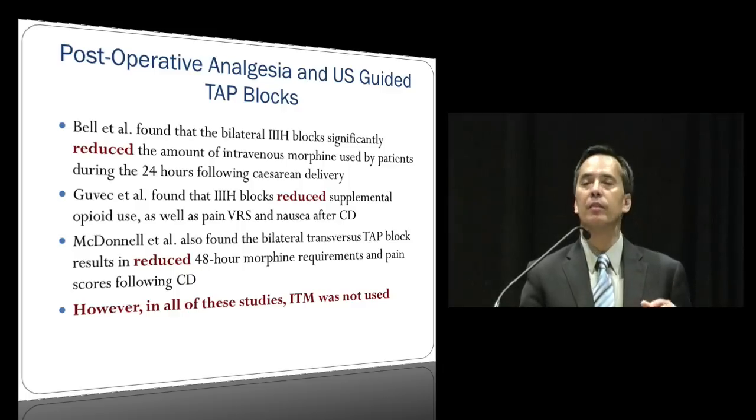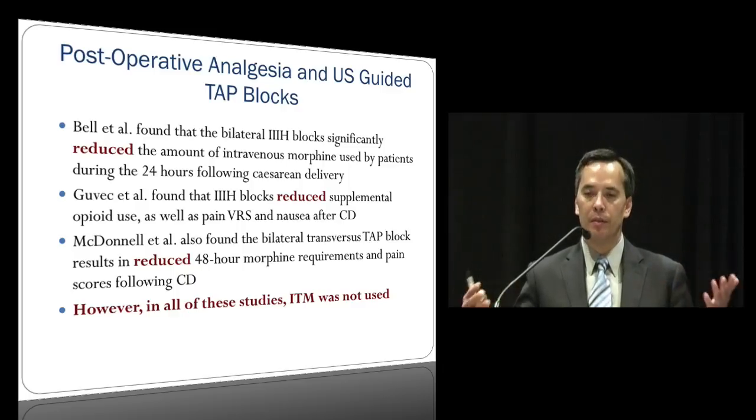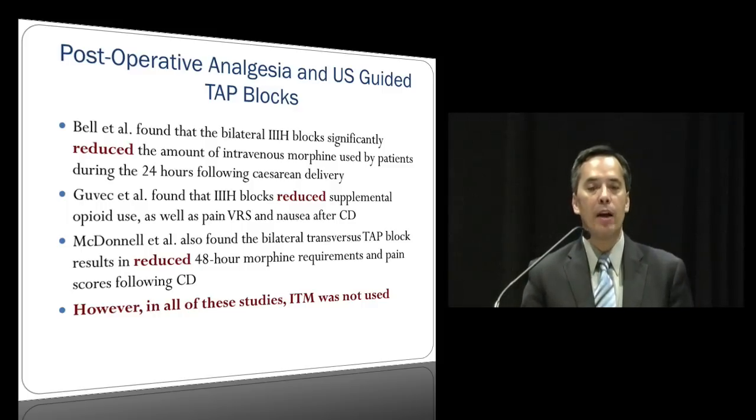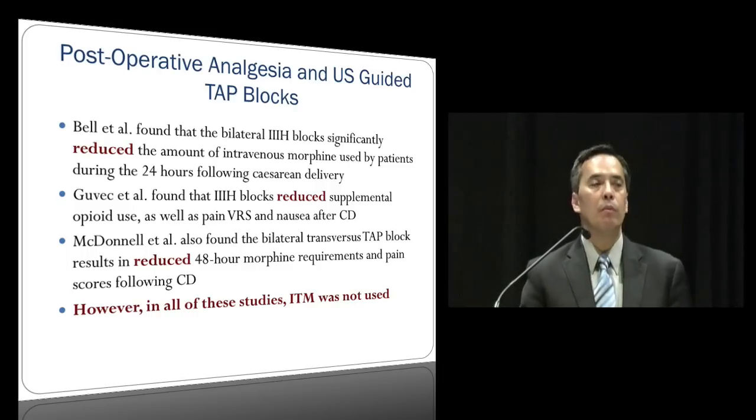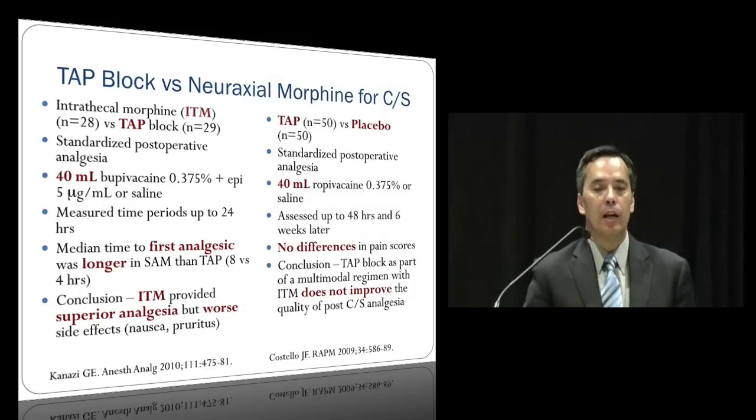But the problem with this, so it started this craze about these blocks, but intrathecal morphine wasn't used in all these studies. So it does decrease the pain scores, it does decrease narcotic use, but intrathecal morphine wasn't used. So what about doing the TAP block with these intrathecal blocks?